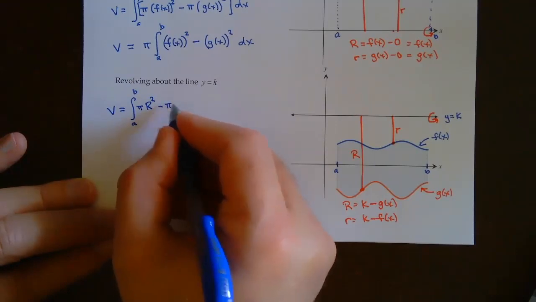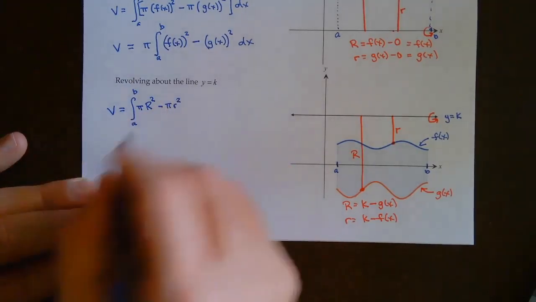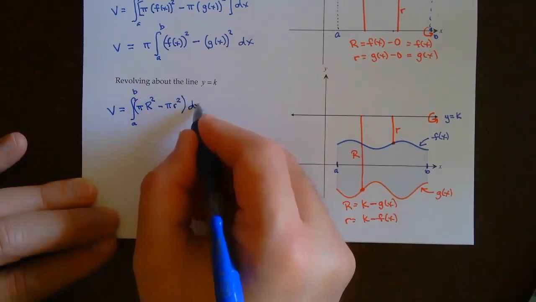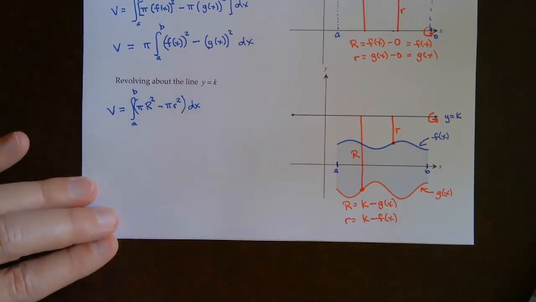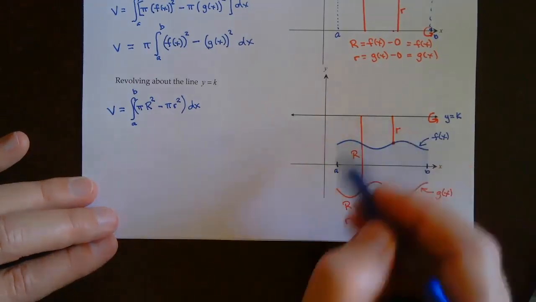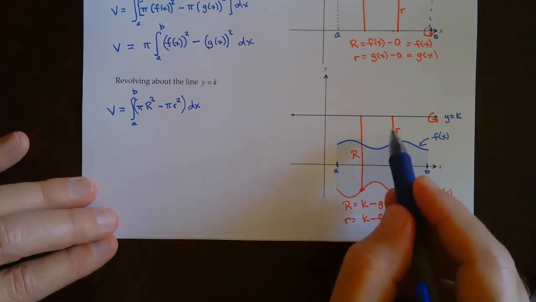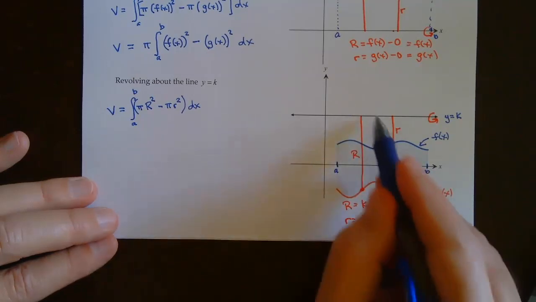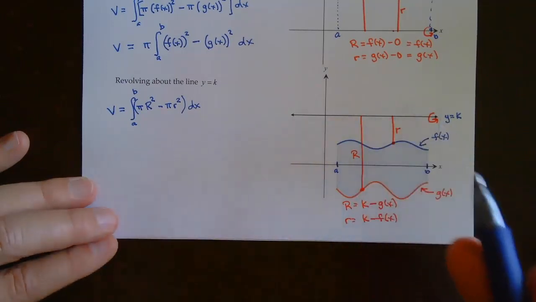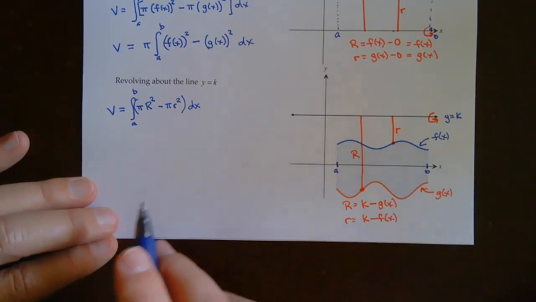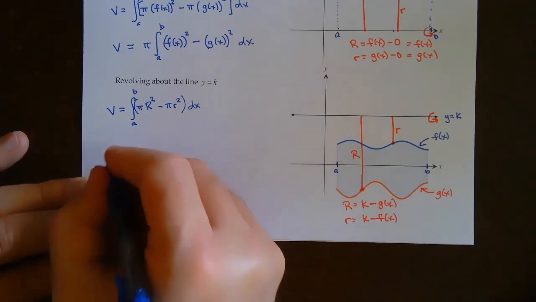Minus pi little r squared, dx, right? That's always going to be the formula for this, when you have this empty space in between the line you're rotating. If you wanted to rotate everything, the whole thing between g of x and k, then that wouldn't be a washer, that'd be a disk, okay? Like if we didn't have f of x here. All right, so here we go.